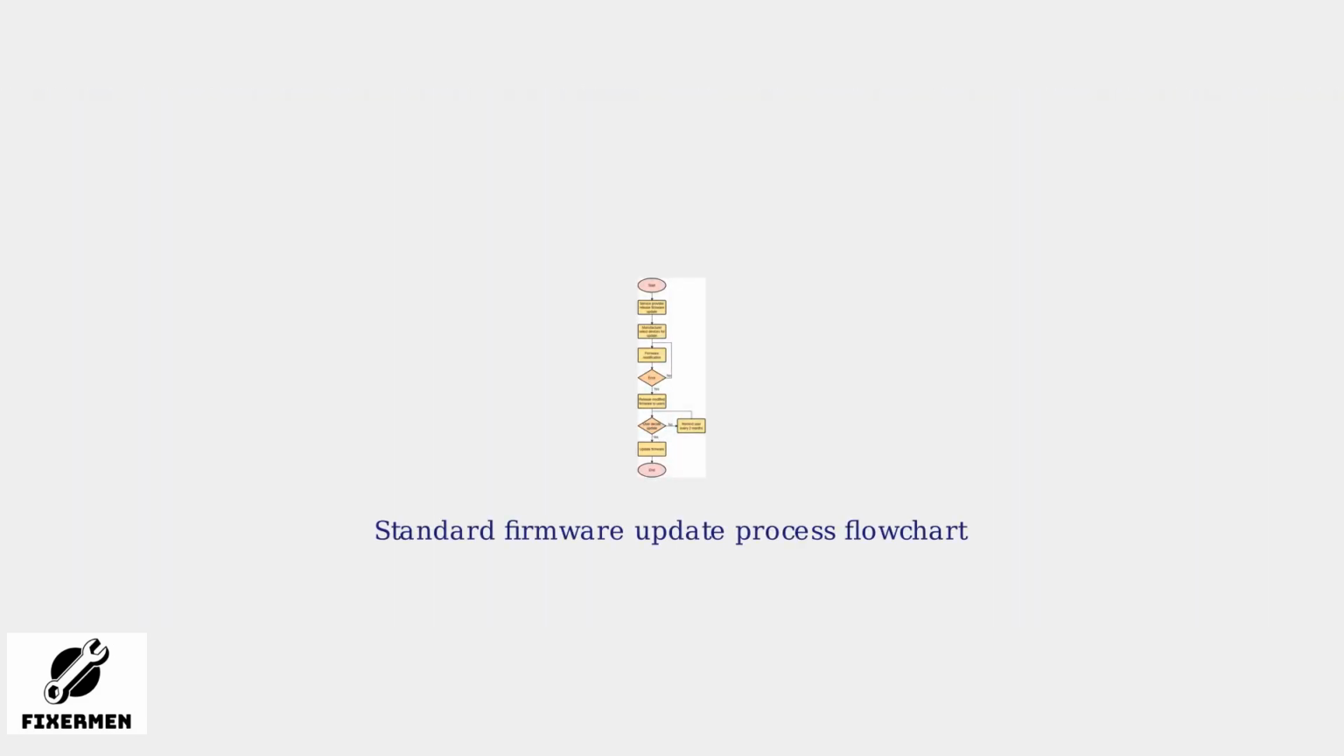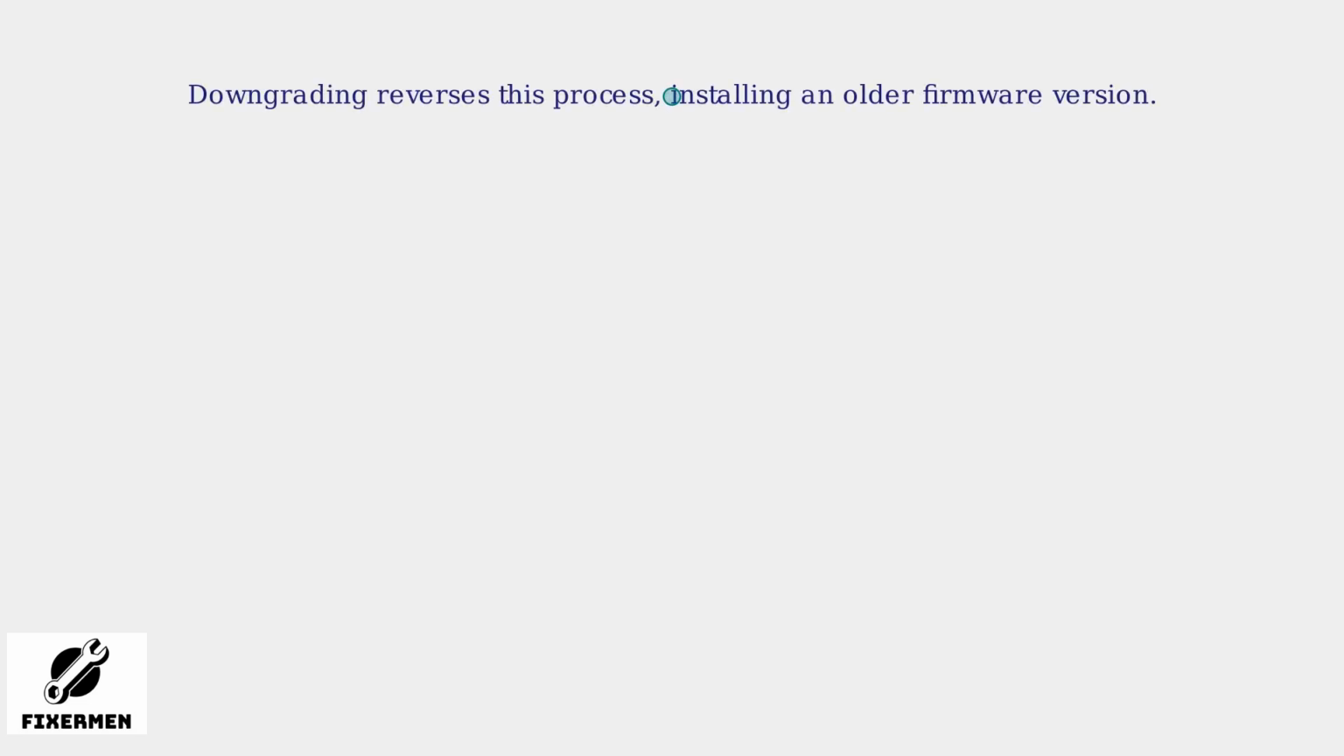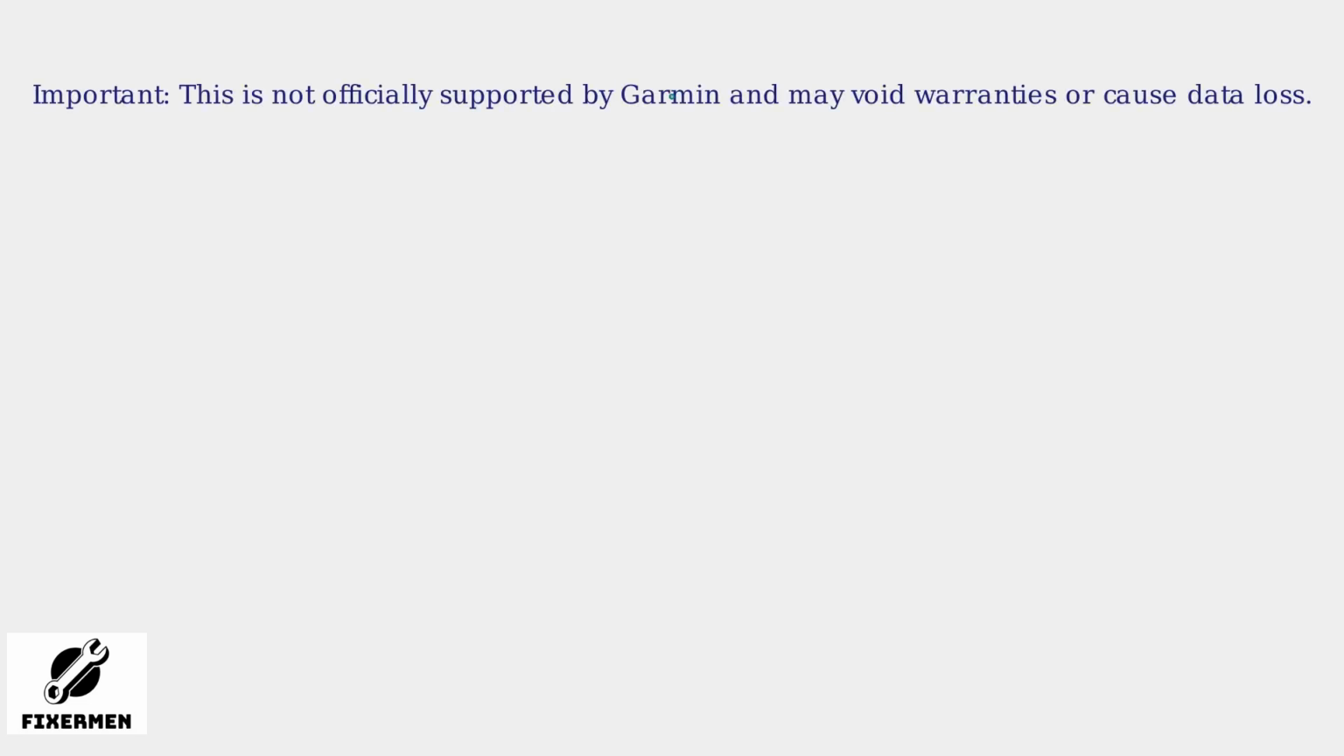This flowchart shows the standard firmware update process, starting from the service provider releasing updates through user installation. Downgrading reverses this process, installing an older firmware version that may resolve compatibility issues. Important: this is not officially supported by Garmin and may void warranties or cause data loss.